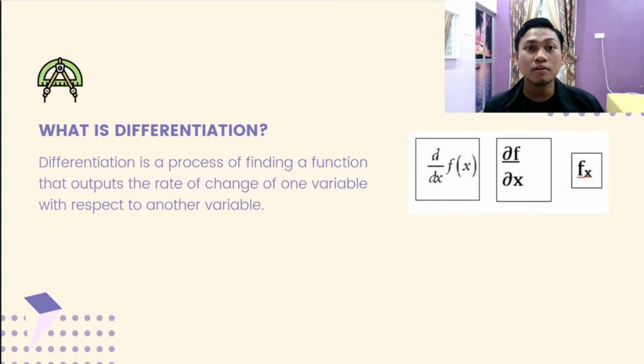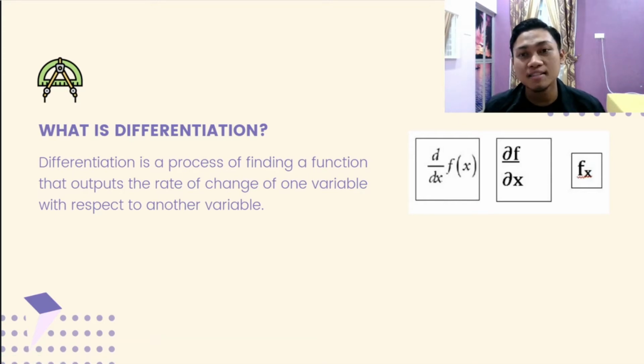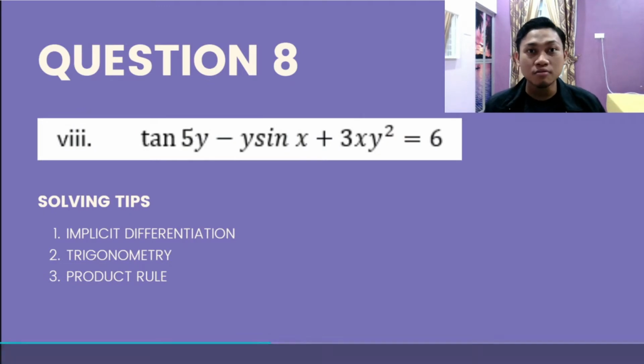The topic is about differentiation. So what is actually differentiation? Differentiation is a process of finding a function that outputs the rate of change of one variable with respect to another variable. So on the left side, we can see the differentiation symbols. It can usually be seen as d over dx and delta f over delta x. So the f(x) is the function itself. Right? So let's go straight to the questions.